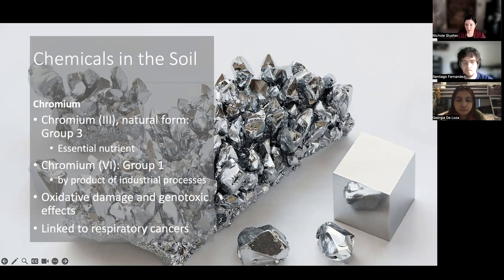Inhalation of chromium-6 and skin contact are linked to respiratory cancers. It can also contaminate soil, though it poses less of a risk through contact sensitization from those sources. On contact, it causes oxidative damage and has genotoxic effects.